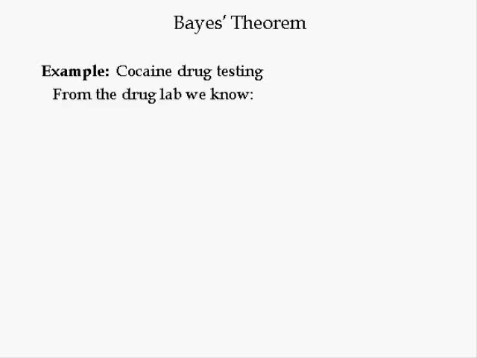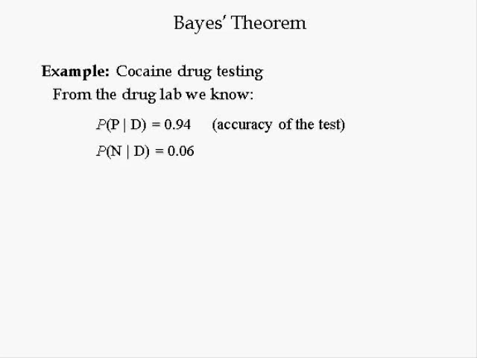From the drug lab, we know the probability a person tests positive for drugs given he is a druggie is 0.94. This is the lab's accuracy rate. The lab computes this by gathering up a bunch of urine samples from known druggies and uses its test to test for the presence of drugs in samples known to contain drugs. 94% of the time, the test indicates there are drugs in samples known to contain drugs.